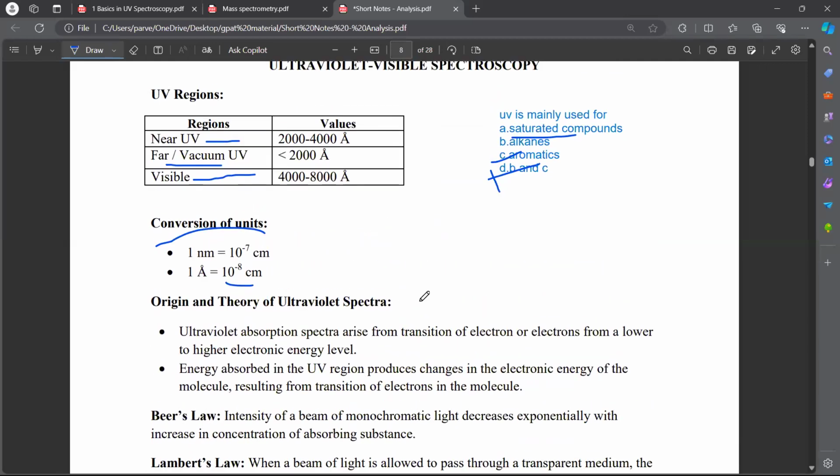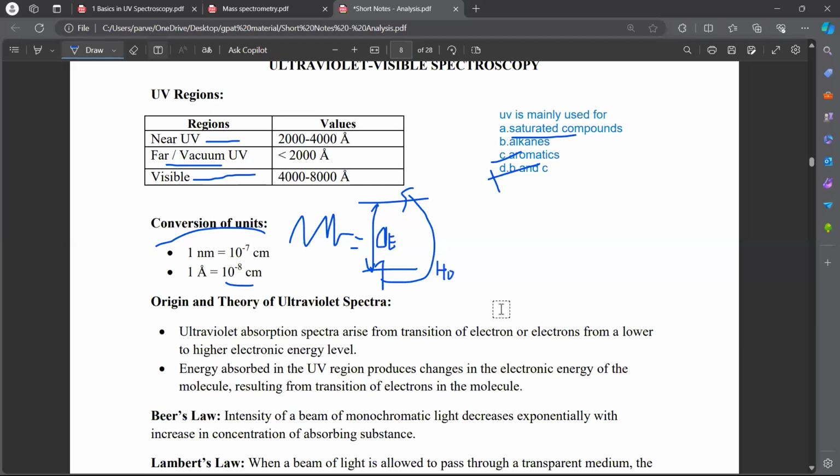Basically, in UV, there is excitation of electrons from the lower energy state to a higher energy state. This is the energy gap between the two states, this is the delta E. Whenever UV radiation falls on a compound, when the energy of the UV equals the energy difference between the two states, it leads to excitation. So from the lower energy state, which is known as HOMO.